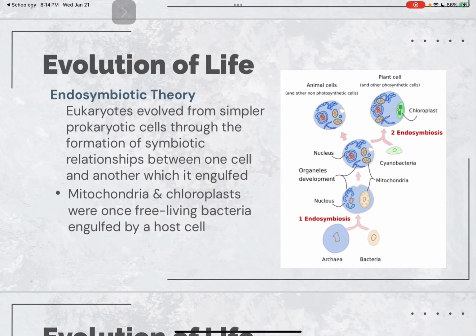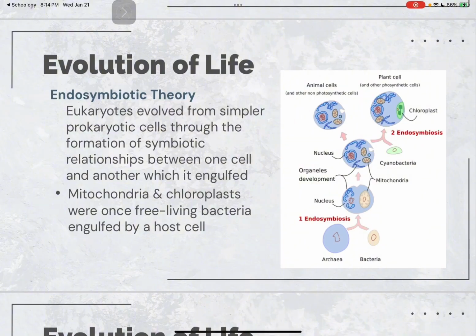So evolution of life. We have a few different theories of how life evolved. One of the most common theories is our endosymbiotic theory, which essentially says that eukaryotes evolved from simpler prokaryotic cells through the formation of symbiotic relationships between one cell engulfing another. So let's break that down a little bit.